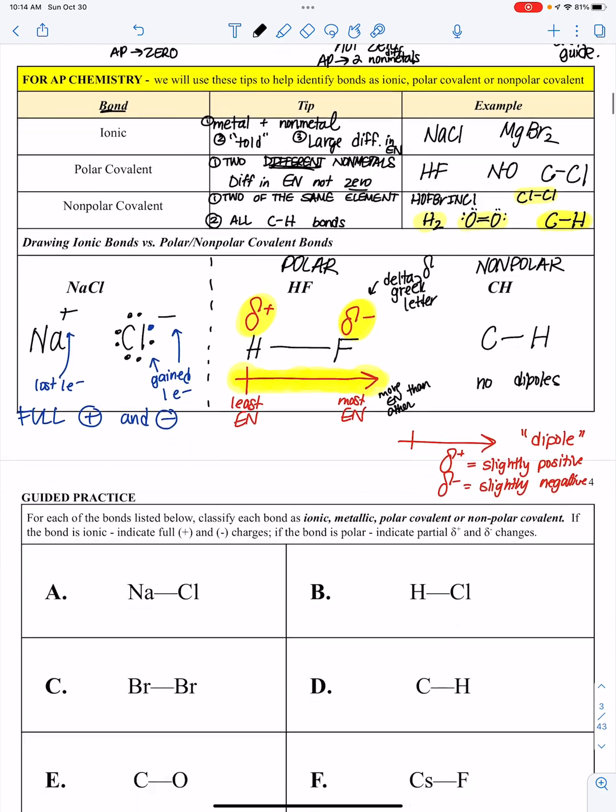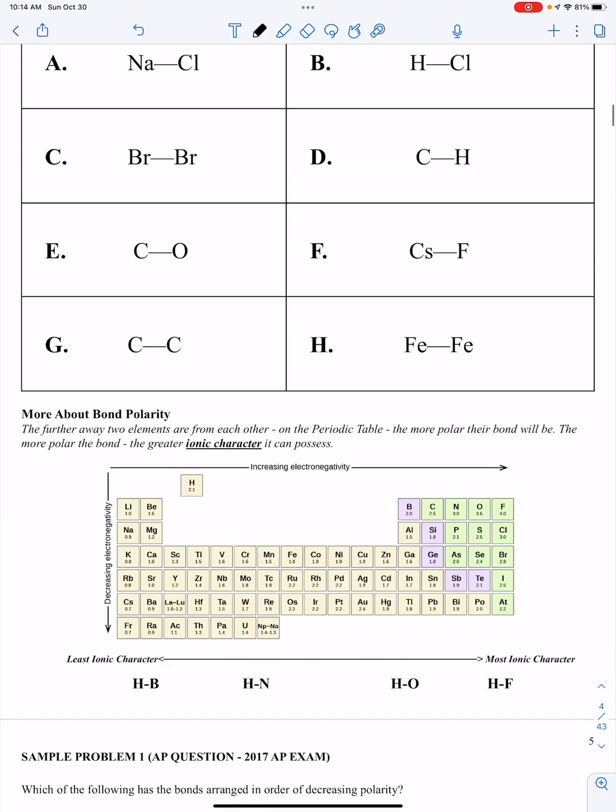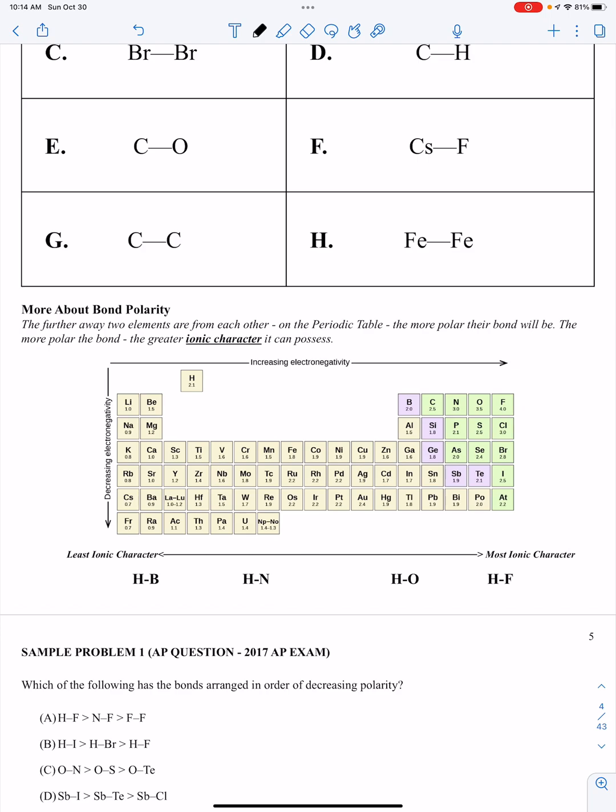Okay? I'm going to skip this guided practice for a moment. I do want to talk more about bond polarity. Here's a nice little trick, because all we're going to be given is the periodic table. The further away two elements are from each other on the periodic table, the more polar their bond will be. Right? The further away they are.